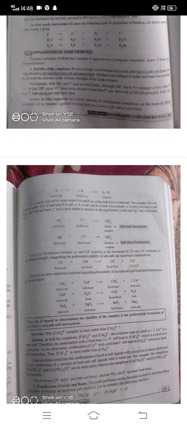For example, both the OH⁻ and F⁻ ions are hard bases, although OH⁻ ion is a stronger base than the F⁻ ion. In fact, OH⁻ ion is 10^13 times a stronger base than F⁻ ion. However, in HSAB principle, both OH⁻ and F⁻ ions are at par with each other.